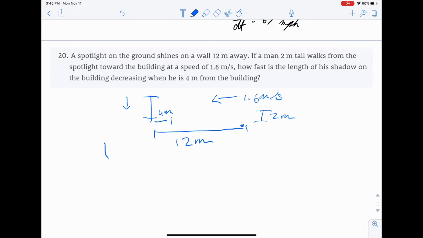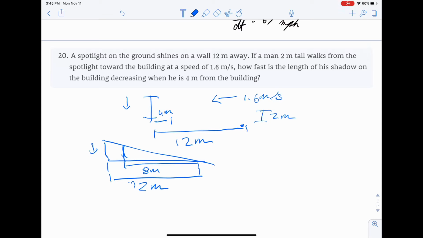So what this actually makes is two triangles, right? One that is 8 meters in length, and the other one is 12 meters in length. Now we're trying to find out how fast this is changing. Because these two triangles share two angles, this one, which is a 90-degree angle, and this one, they're similar triangles, right? So the amount by which this changes is the same amount by which this is going to change.